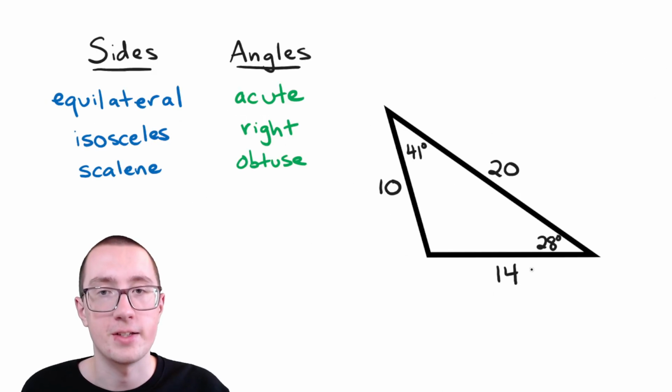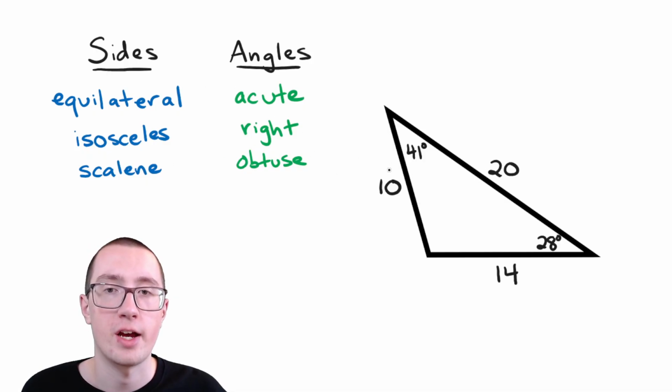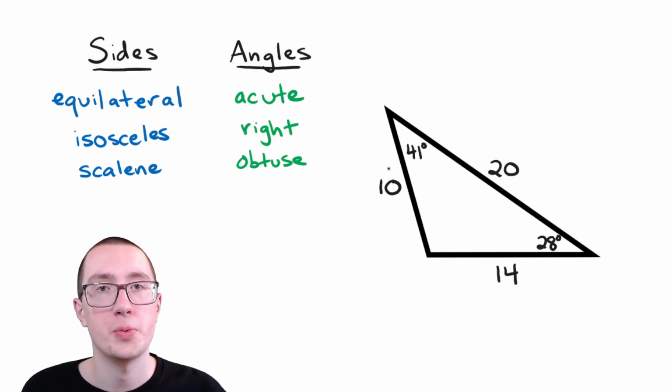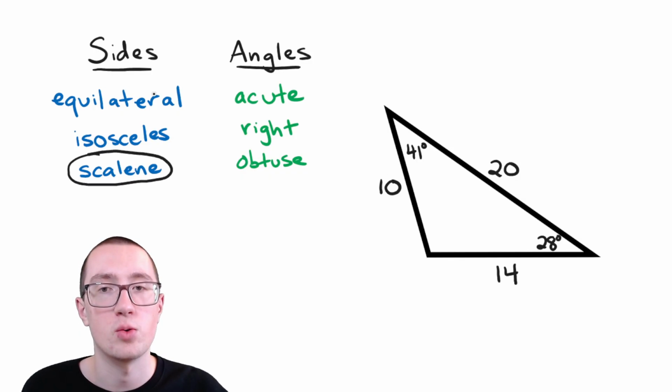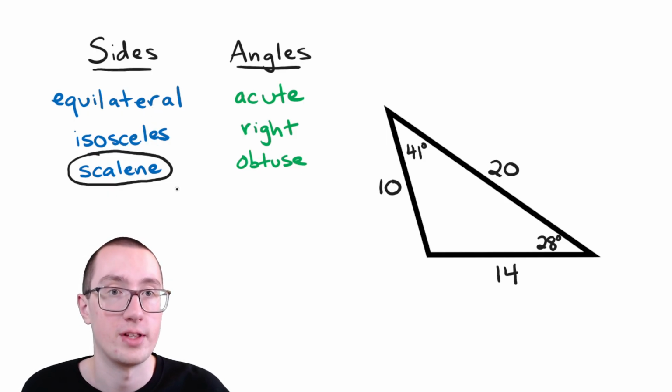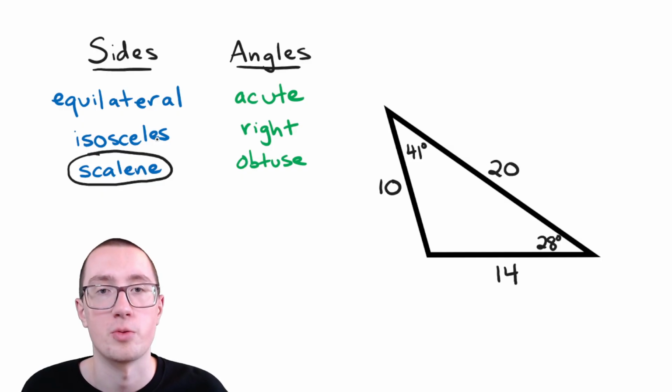All right, here's our second example. Here we have a different triangle, and let's go ahead and classify this by sides and angles. So first sides, we have a 10, a 14, and a 20. Well, all three of them are different lengths, which means that this is a scalene triangle, because equilateral would mean all three of them are the same, and isosceles would mean that there's at least a pair that's the same, but that doesn't exist here, so it's scalene.